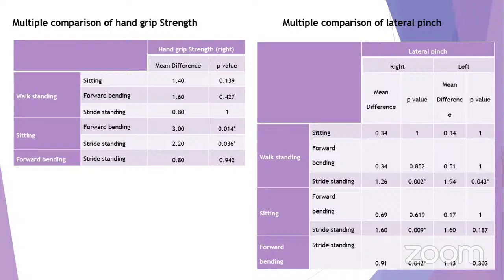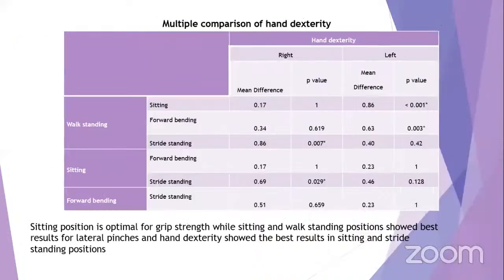Then multiple comparison of lateral pinch was done, wherein you can see there is a significant difference. Again, the Bonferroni test was used for multiple comparison of lateral pinch for right and left hand. Since the mean lateral pinch for sitting was higher than walk standing, forward bending, and stride standing position, sitting position can be considered better for lateral pinch for the right side. For the left side, the mean difference of lateral pinch between walk standing and stride standing was 1.26. The mean lateral pinch for left for walk standing was slightly higher than stride standing, and hence walk standing was considered better for the lateral pinch of the left upper arm.